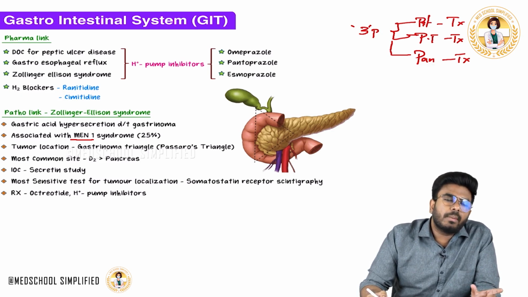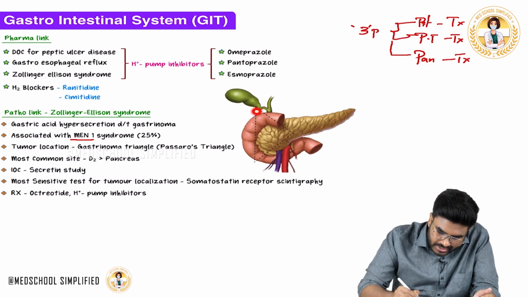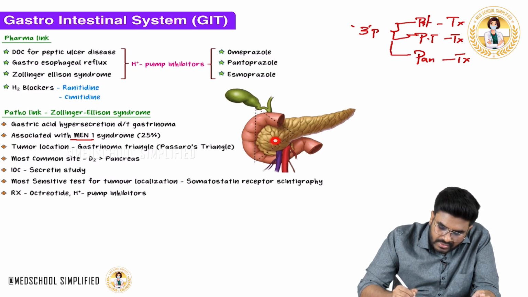Most of the time, they are present in one triangular region, which is called the gastrinoma triangle. Please appreciate here, I have just kept a triangle over here. Okay. Now, this triangle is called the gastrinoma triangle or Passaro's triangle. In this region somewhere, these gastrinomas are located.